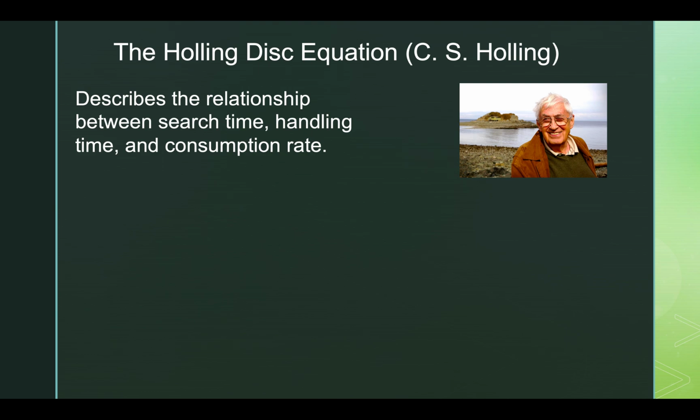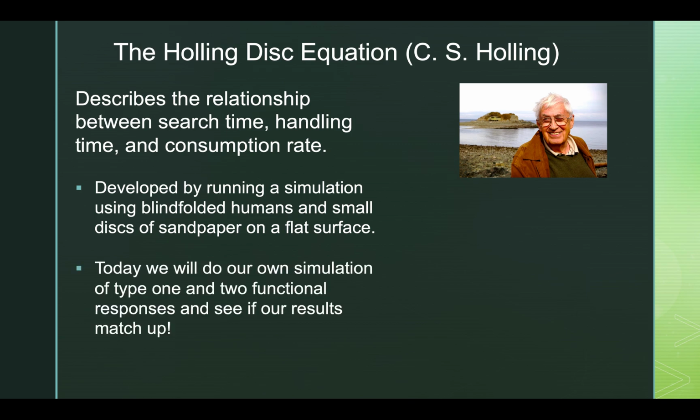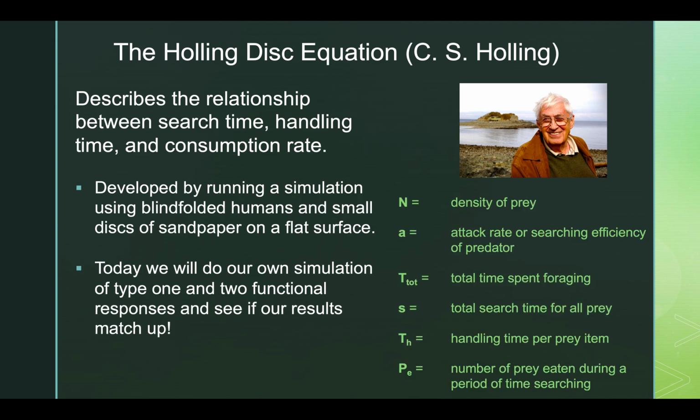So, excuse me, the Holling disc equation, developed by C.S. Holling, describes the relationship between search time, how long it takes to find the prey, handling time, how long it takes to actually be able to consume it after you find it, and then consumption rate, which is actually eating it and digesting it. This was developed by running a simulation using blindfolded humans and small discs of sandpaper on a flat surface. So essentially, how fast people can find and consume things based on what's available. So we're actually going to do our own little simulation today of the type 1 and type 2 functional responses to see if we find something similar.